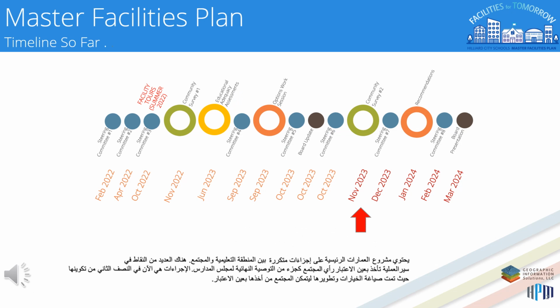Master Facilities Planning is an iterative process between the school district and community. There are multiple points in the process that take community input into consideration as part of a final recommendation to the school board. The process is now in the second half of its composition, where draft options have been developed for consideration by the community.